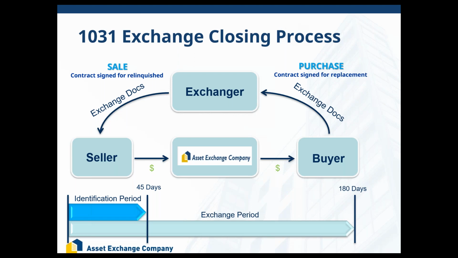That's the entire closing process. All right, it's not that complicated of a process when it comes to the actual closing. Just everything leading up to it is the complicated stuff, right? Trying to figure out what you want to buy by midnight of the 45th day, negotiating the contracts, applying for a loan, figuring out if you need to add cash. All that type of stuff is the complicated stuff. When it comes to the actual closing process, well, that's probably the easier part of the 1031 exchange process.